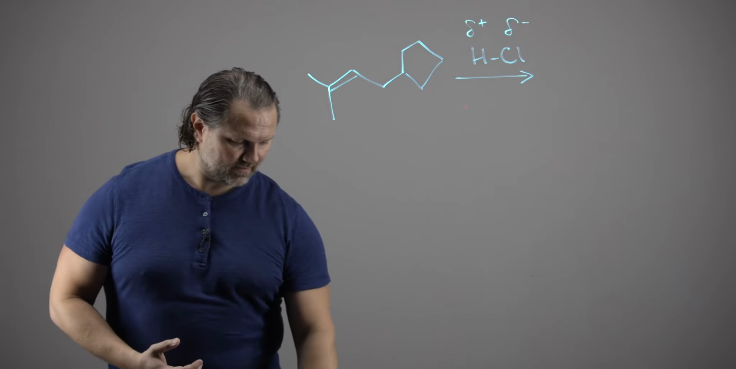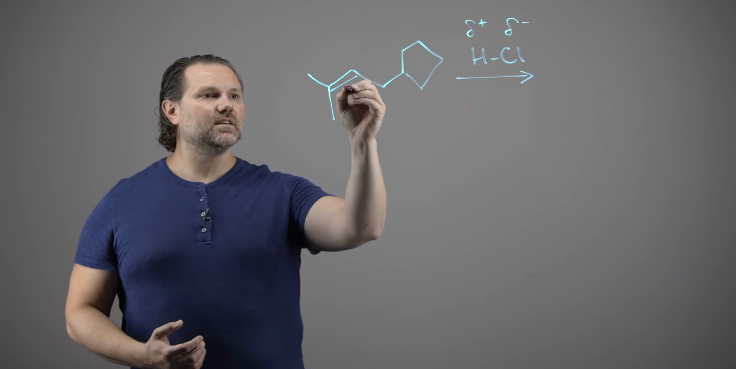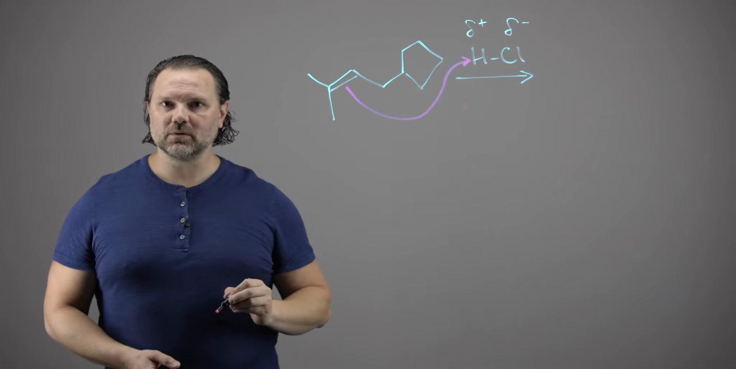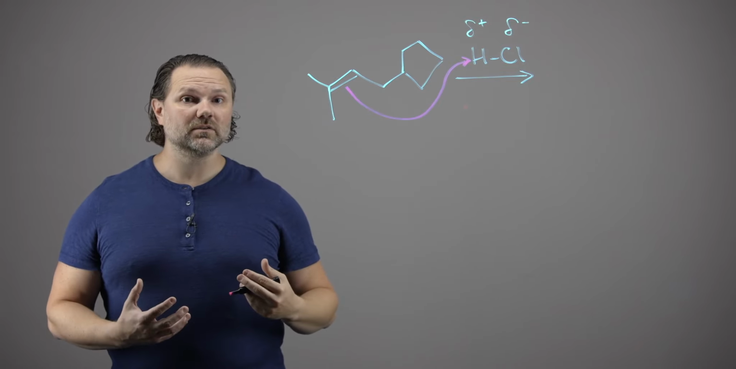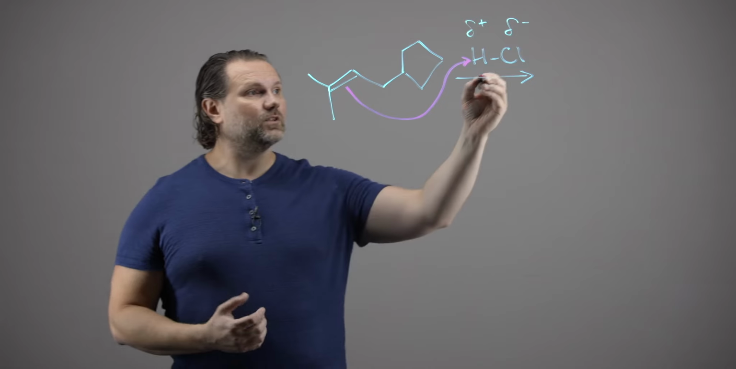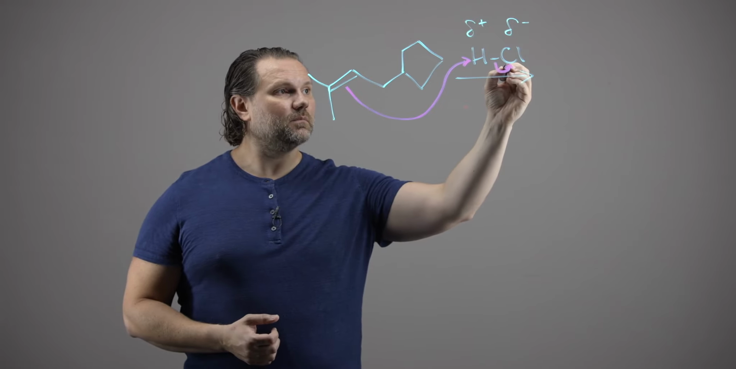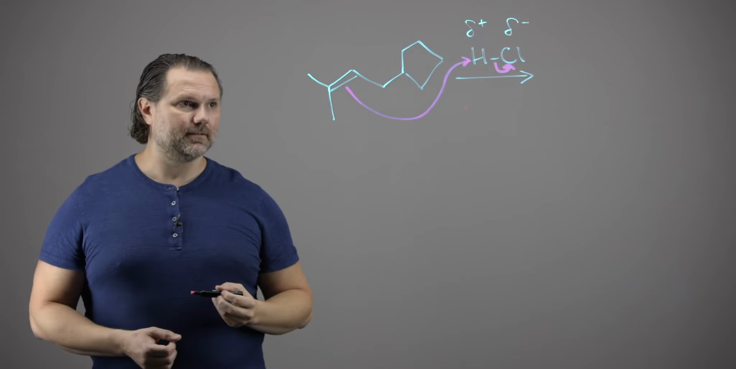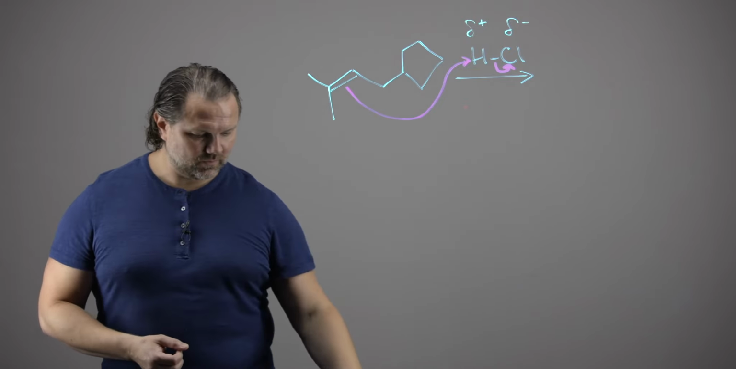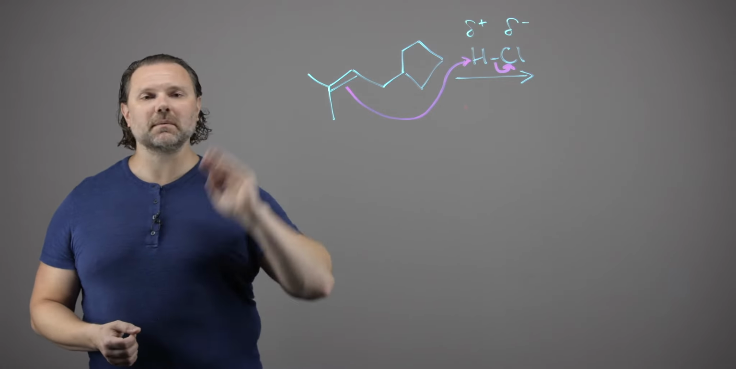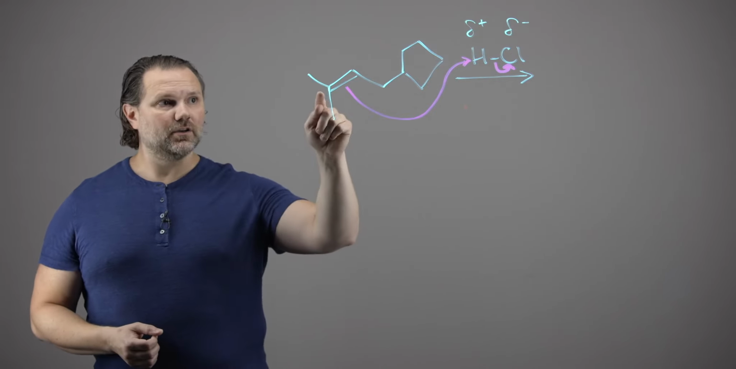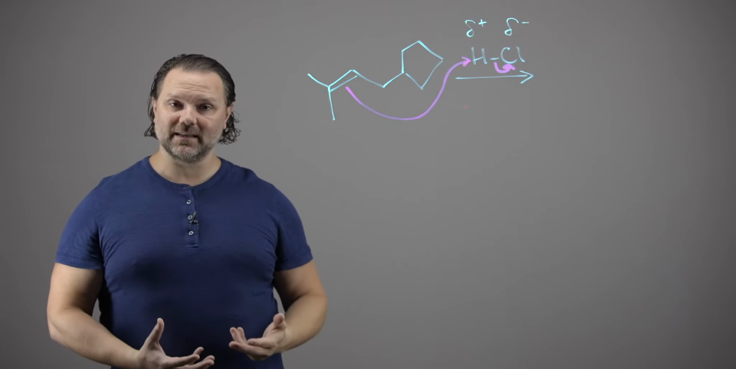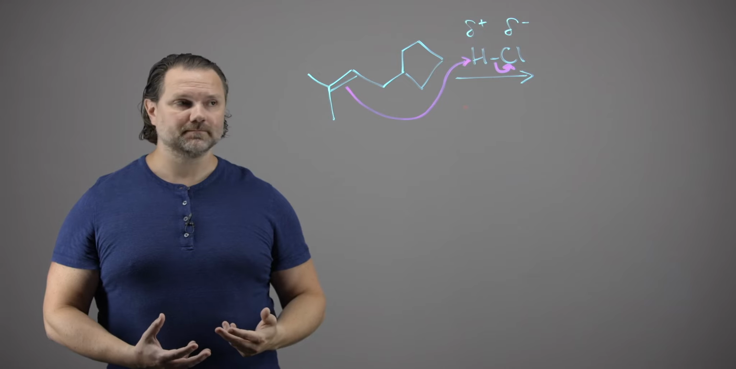We can draw that with the electrons from that double bond abstracting the proton. Now, because the proton can only have one chemical bond to it, that's going to break this bond, moving the electron density onto the chlorine to form the chloride ion. Notice that I drew this curvy arrow starting from the middle of the double bond, not on either carbon. We want to represent that it's the pi electrons that are moving.